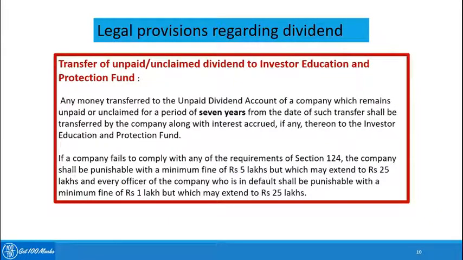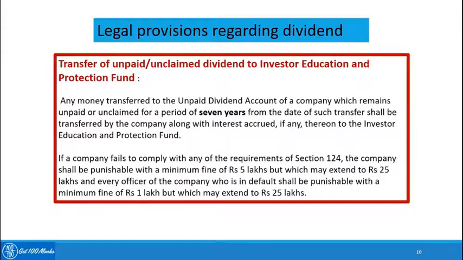Now, even after that, any money transferred to the unpaid dividend account, if it is not claimed within 7 years from the date of transfer, will go to the Investor Education and Protection Fund. If the company fails to comply with any of these requirements, the company is punishable with a minimum fine of rupees 5 lakhs, which may extend to rupees 25 lakhs, and every officer of the company who is in default shall be punishable with a minimum fine of rupees 1 lakh, which may extend to 25 lakhs. That was in brief about the legal provisions. I think that should be enough for you. Thank you.